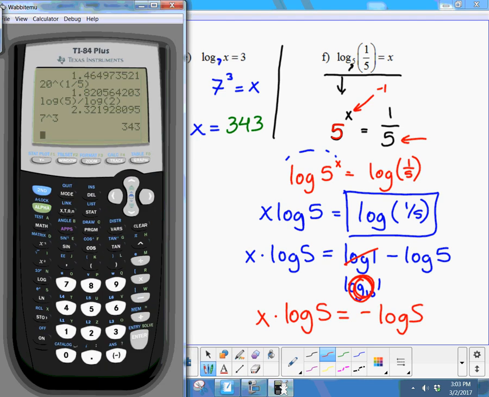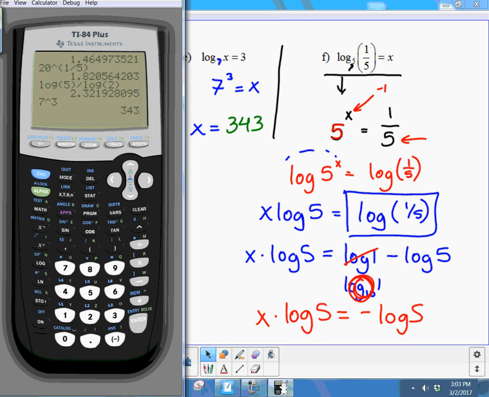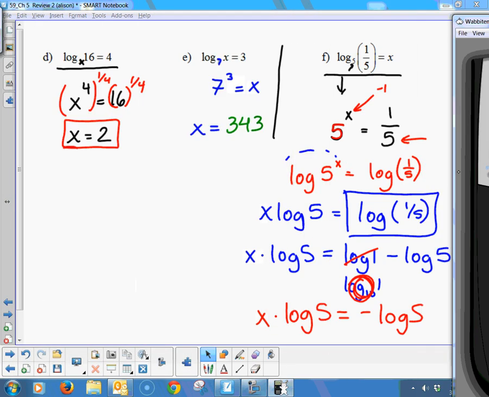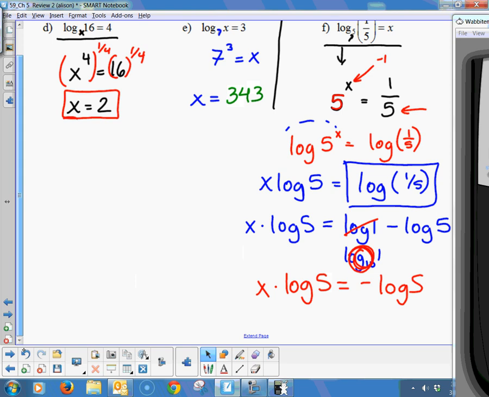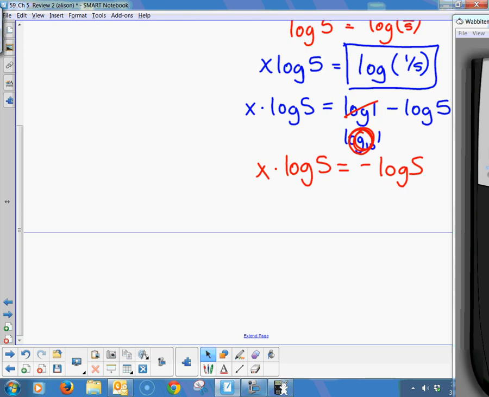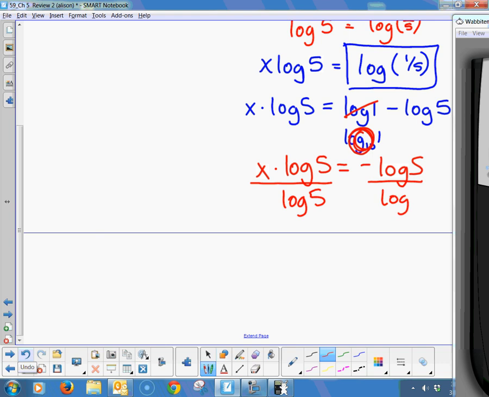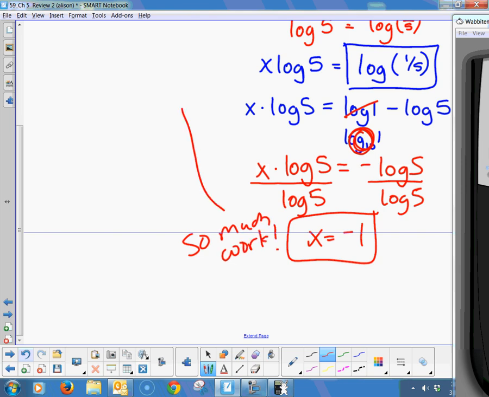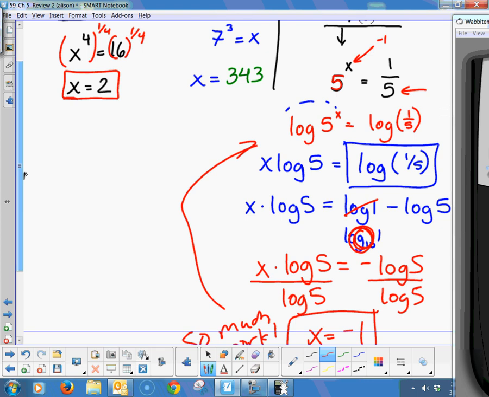Oh, this is amazing. I shouldn't be doing videos on my own. If you divide by log of 5, you get 1. Oh my gosh, so much work. So much work. And it's all unnecessary if you just recognize right on up there. Anyway, lots of easier ways to do this.